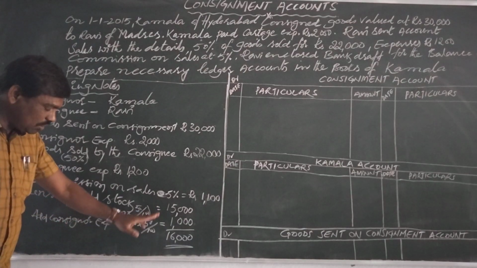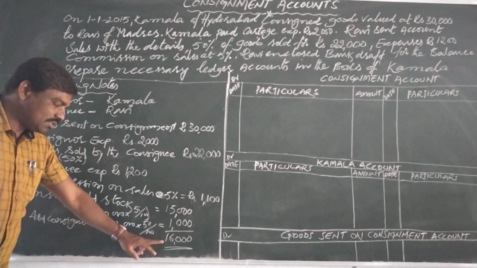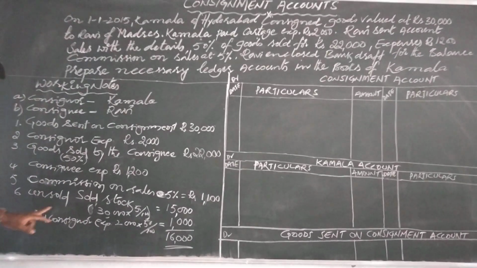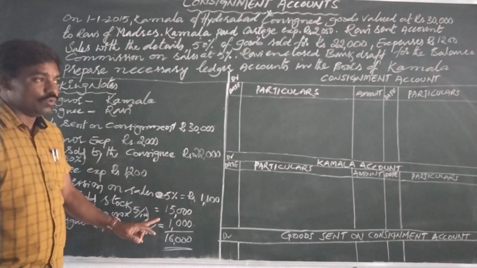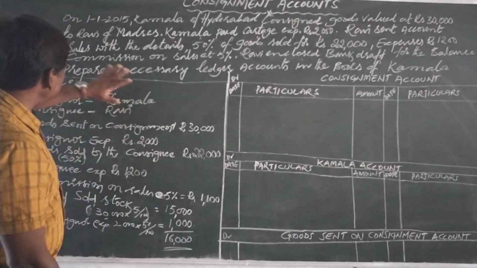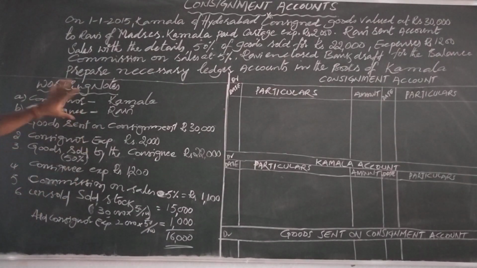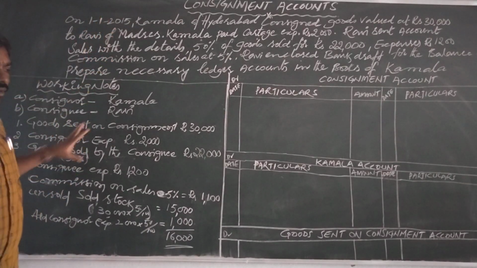If you add these two, the total will be 16,000. This 16,000 is the unsold stock value. Okay. So in this way we can make working notes for the given problem.